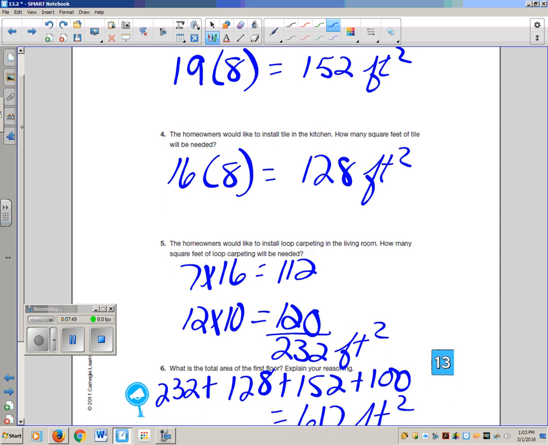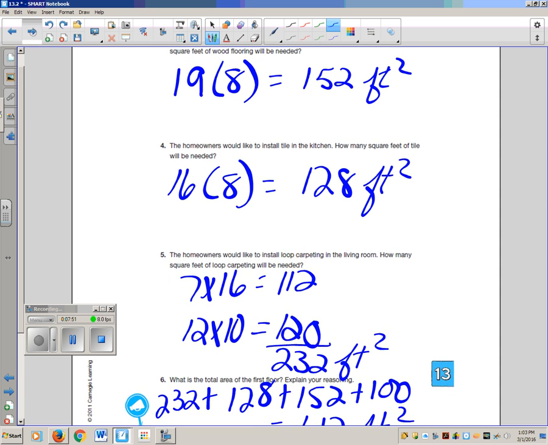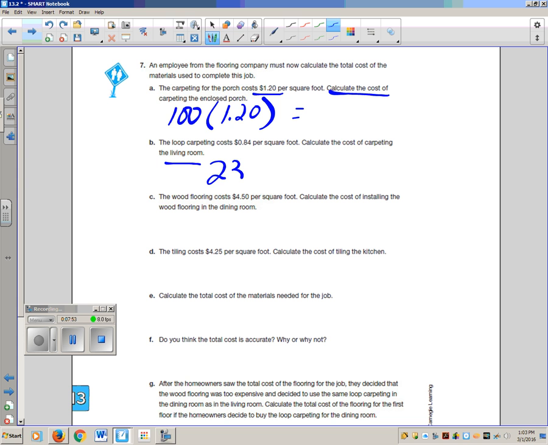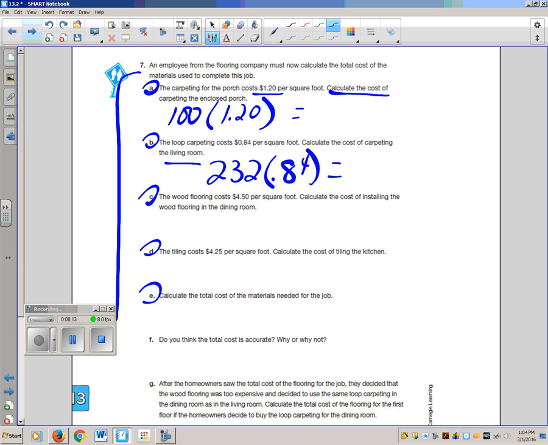The living room was, where is it? 232. So we've got 232 square feet. Each foot costs 84 cents. We're going to multiply that together. I want you to do A, B, C, D, and E. Figure those out. Ask myself or Miss Ackerman for the answers after you are finished. Done with the textbook for section 2. That was a long one.